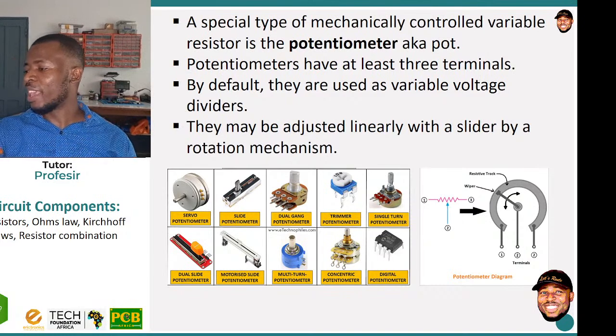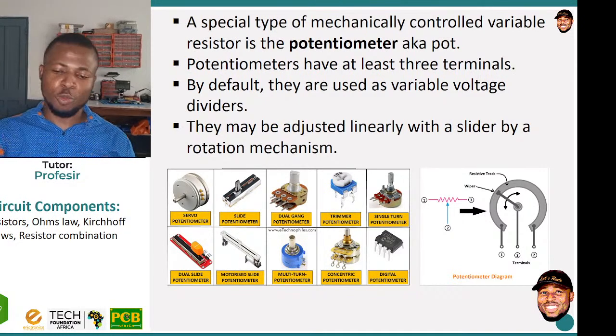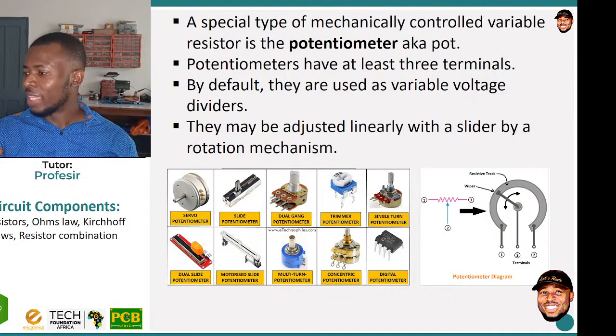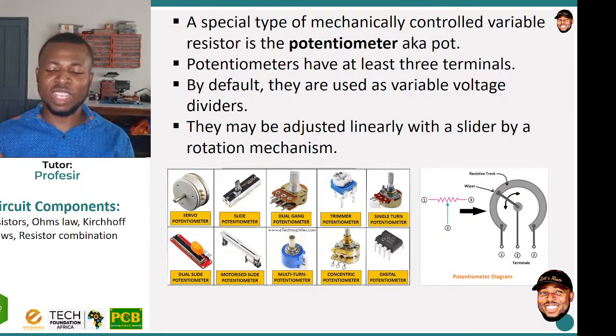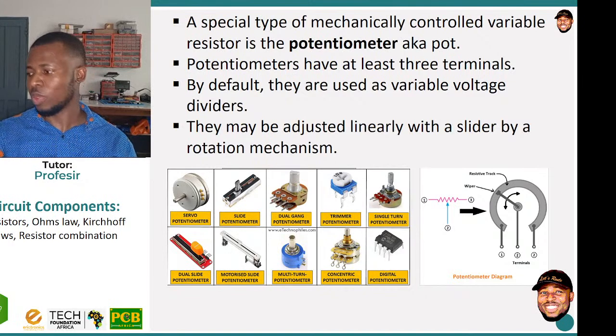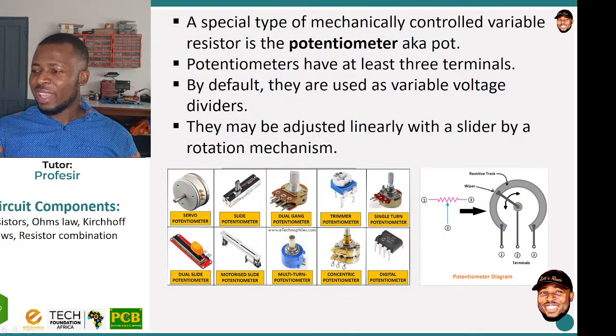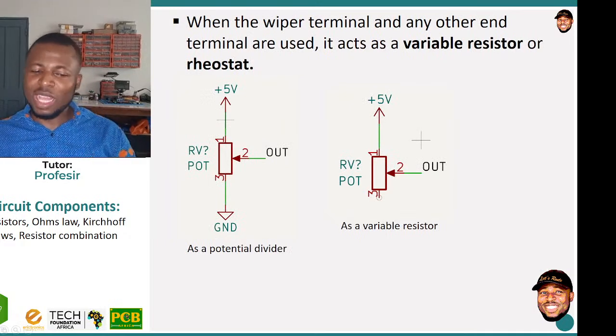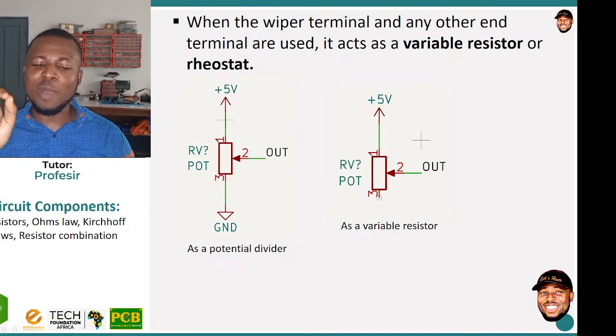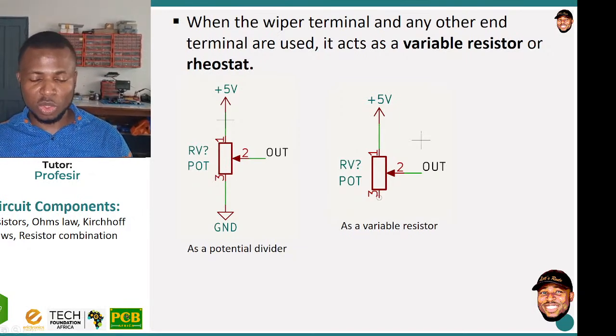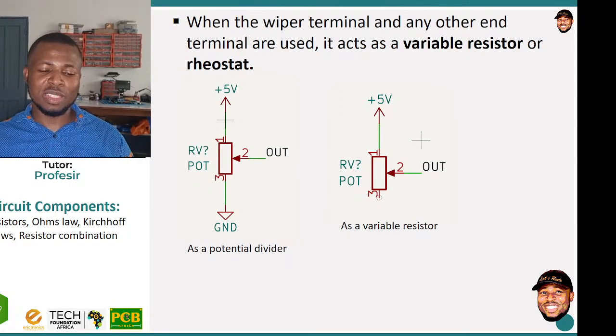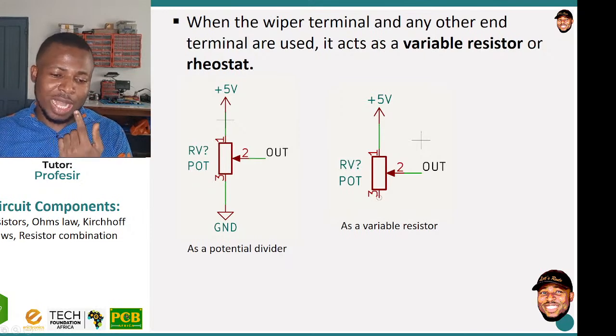So that also means that if I connect pin 1 to 5 volts and pin 2 to ground, then depending on the position of the wiper, I have what we call a potential divider or a voltage divider. Is that okay? Good. But then you could actually configure this in another way to form a variable resistor. So take note, by default, they are potential dividers. That's why we call them potentiometers, okay? But I could configure them in some way to serve as a variable resistor or a rheostat. So another name for variable resistor is a rheostat. Okay, so look at this configuration.